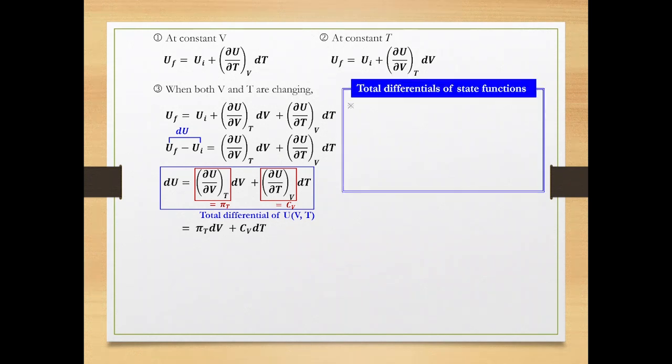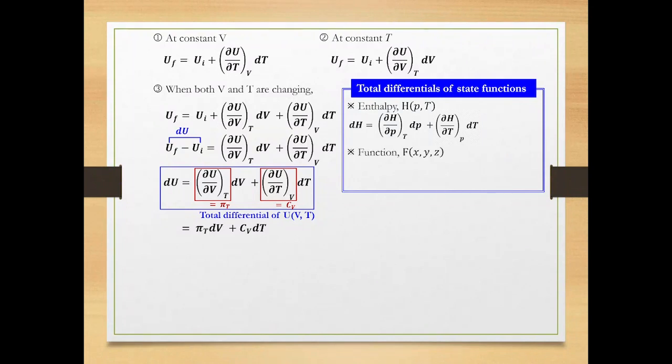Let's try some practice. Enthalpy is a state function that has variables, pressure and temperature. Pause the video and write the total differential of enthalpy. The answer is this. Take note of the two slopes, which correspond to two knobs of the device of measuring enthalpy, pressure knob and temperature knob.